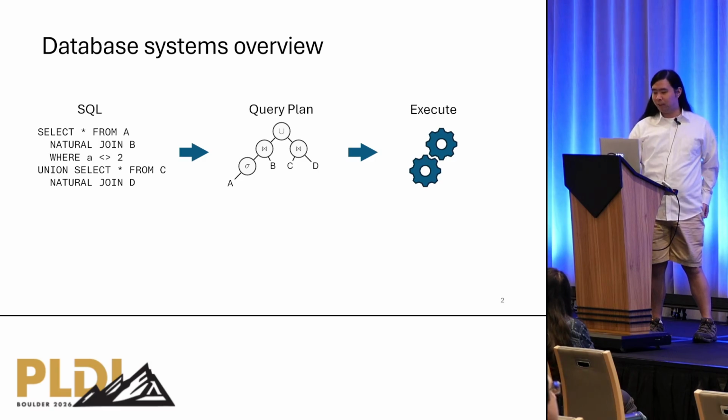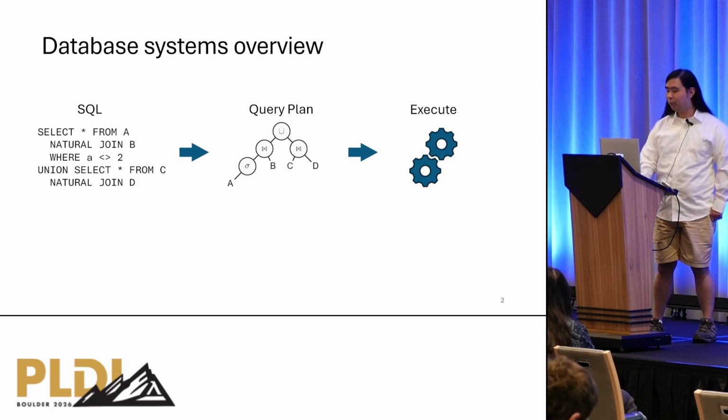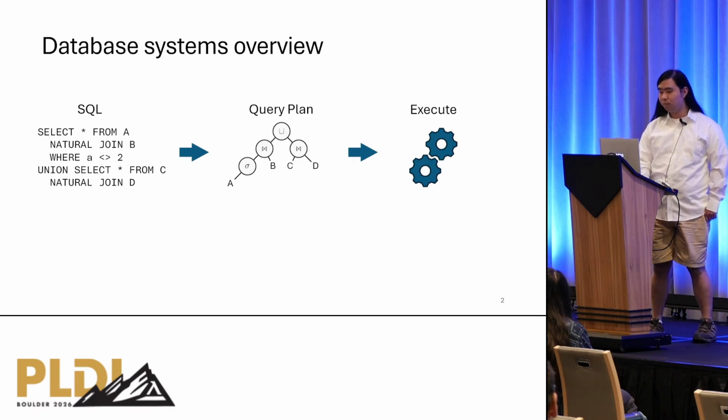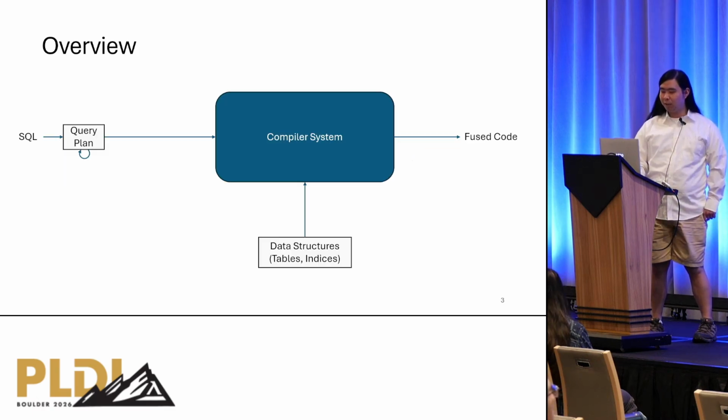So after this query plan is constructed and optimized, the system then executes the query. Simple systems interpret these operators directly, but more sophisticated systems will perform some degree of compilation on the query plan before execution. We propose a system for compiling relational queries to fused code. Fusion here refers to operator fusion, or combining multiple relational operators into a fused implementation rather than materializing intermediate results.